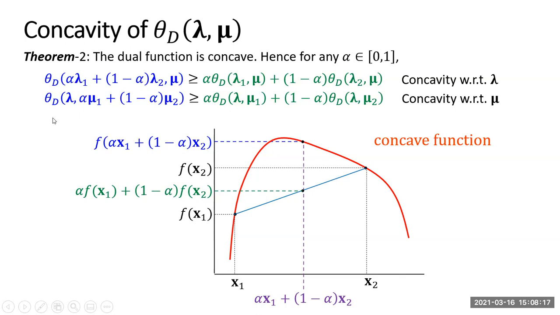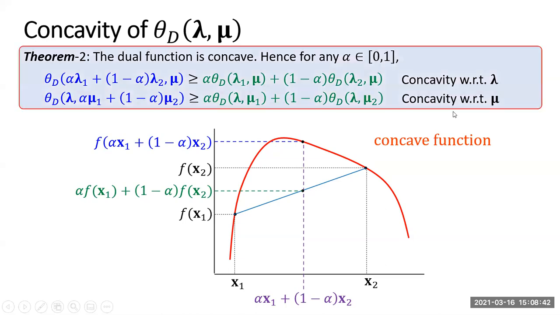Yes. And likewise for mu. Now we ignore lambda, and instead of mu, we replace it with alpha mu1 plus 1 minus alpha mu2. And we have to illustrate this. I will actually prove concavity with respect to lambda and leave it as an exercise for you guys to prove concavity with respect to mu. Okay, so let's begin. This is a fundamental property of the dual function.